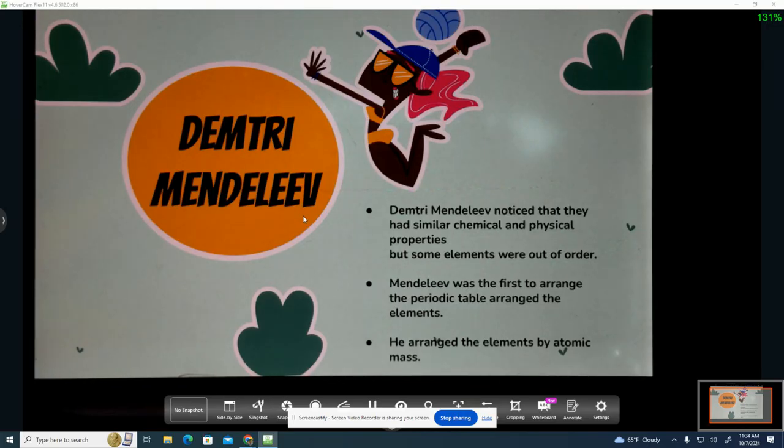And because of these predictions that he made, and it turned out that a French scientist actually found one of the elements that he predicted would exist, he was given credit for inventing the periodic table. That's why he got the credit. Not because he arranged them, because there were lots of scientists that arranged them. He arranged these elements according to atomic mass. That is not what they are arranged by today. They are arranged by atomic number.